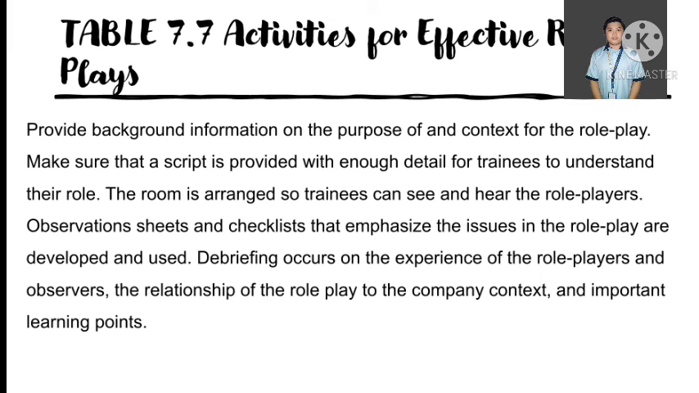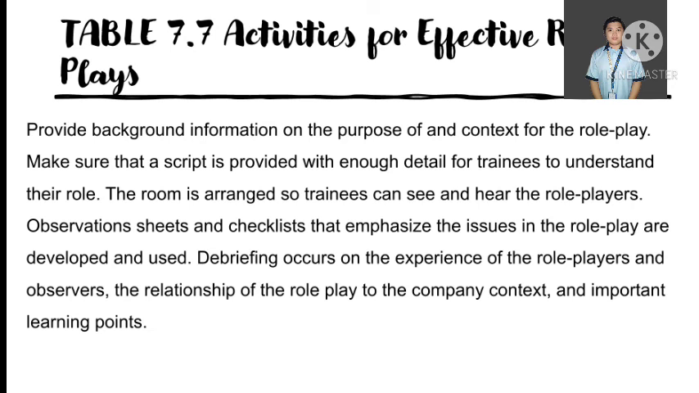Table 7.7, Activities for Effective Role Plays. Provide background information on the purpose of and context for the role play. Make sure that a script is provided with enough detail for trainees to understand their role. The room is arranged so trainees can see and hear the role players. Observation sheets and checklists that emphasize the issues in the role play are developed and used. The briefing occurs on the experience of the role players and observers, the relationship of the role play to the company context, and important learning points.